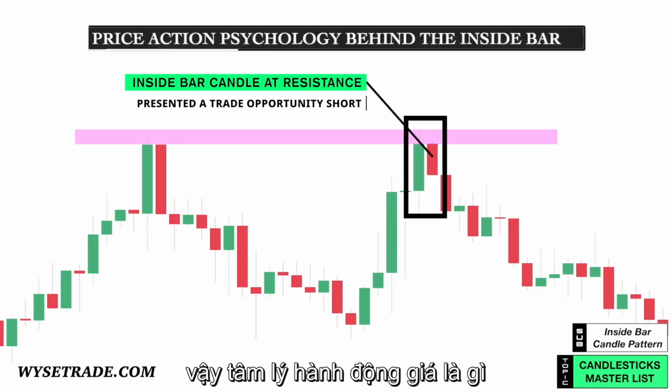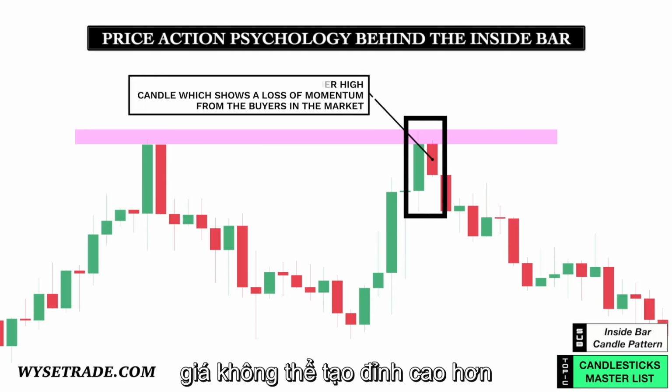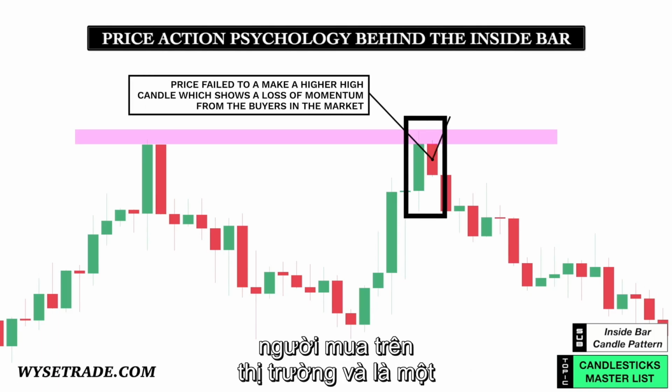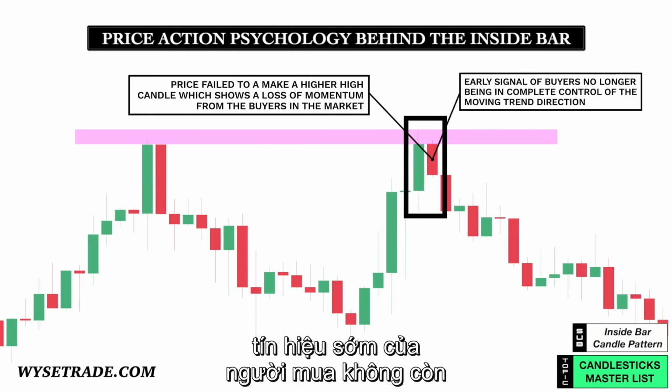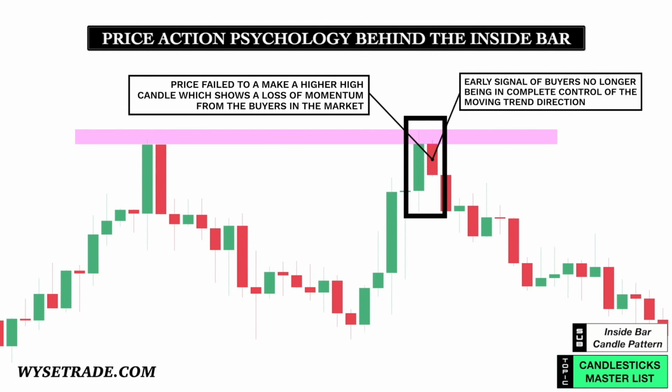So what is the price action psychology behind this pattern? Price failed to make a higher high candle, which shows a loss of momentum from the buyers in the market and is an early signal of buyers no longer being in complete control of the moving trend direction.